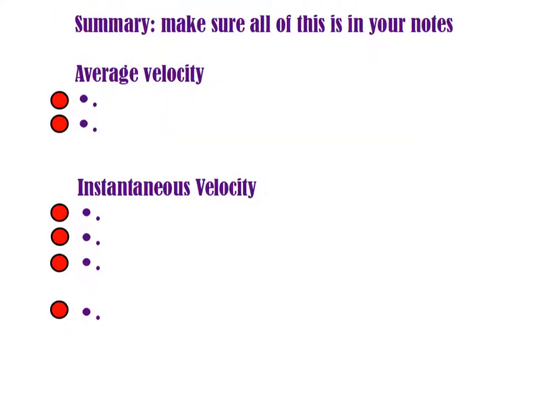Now I want to make sure that you have everything in your notes that we've been talking about. So here's a quick summary. Make sure you have this stuff in here. Average velocity is always going to be the slope of the slope of the secant line.